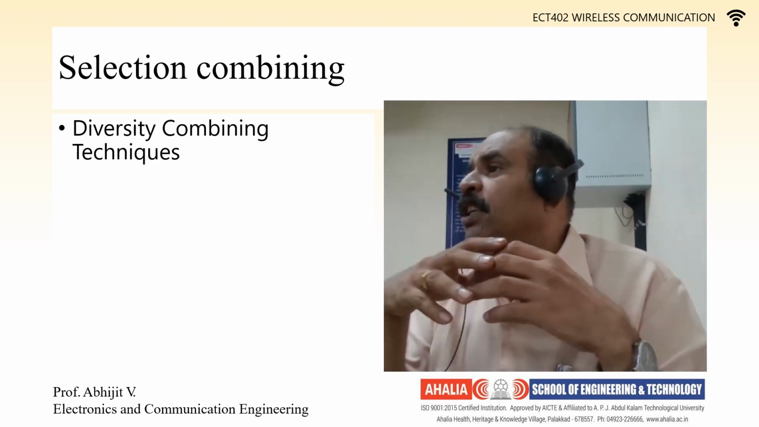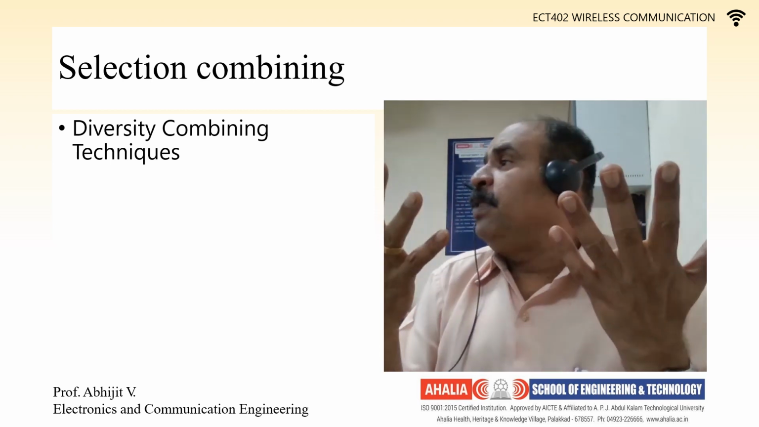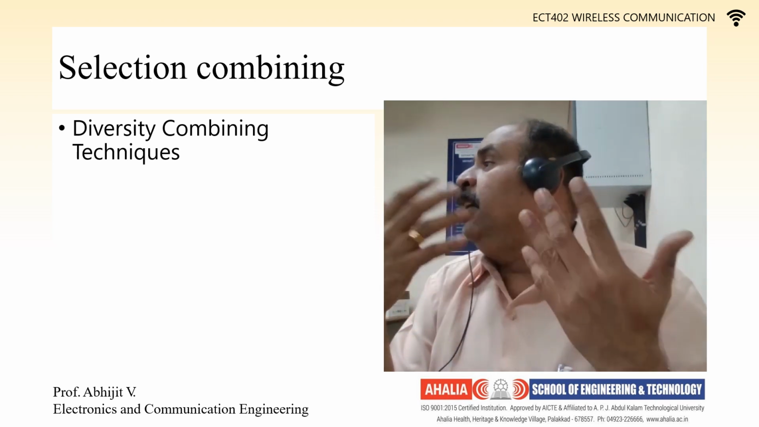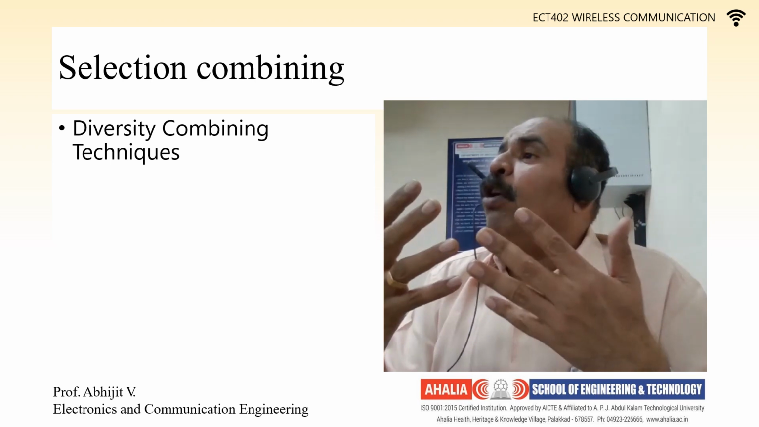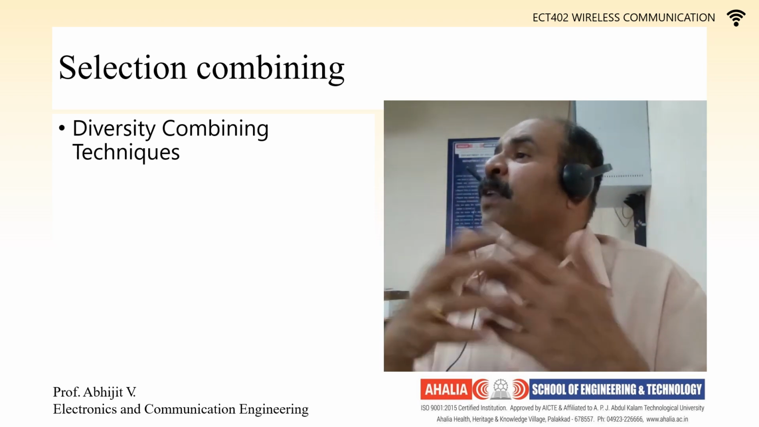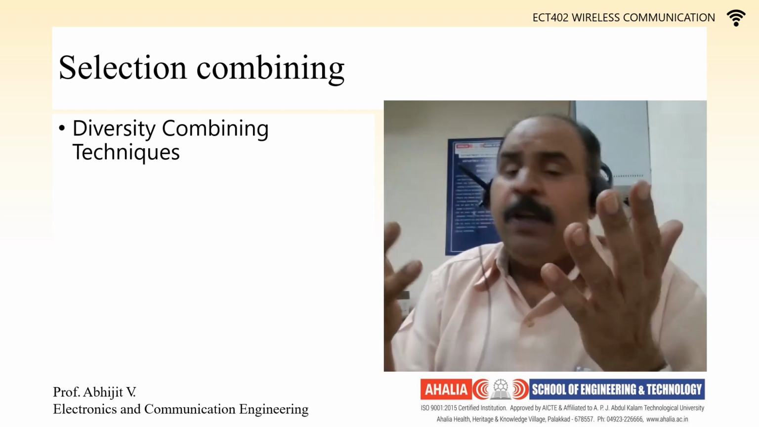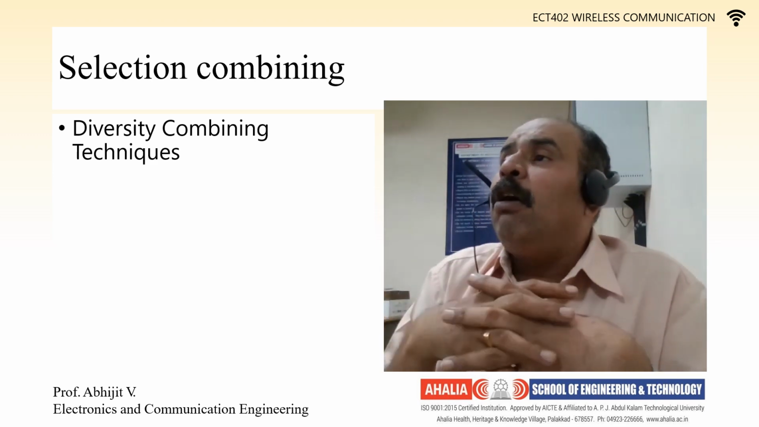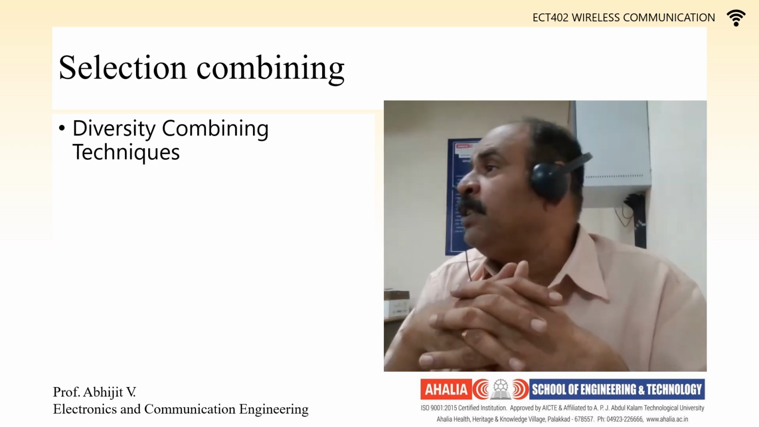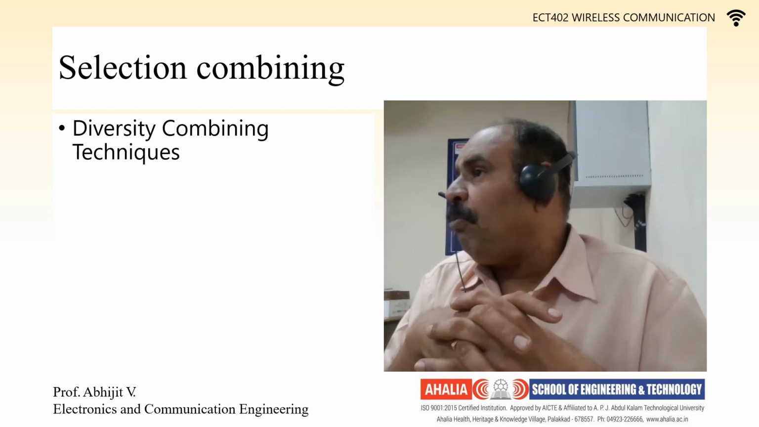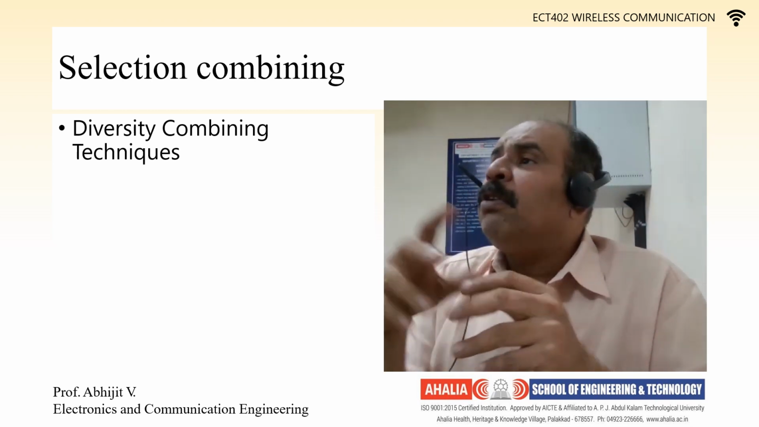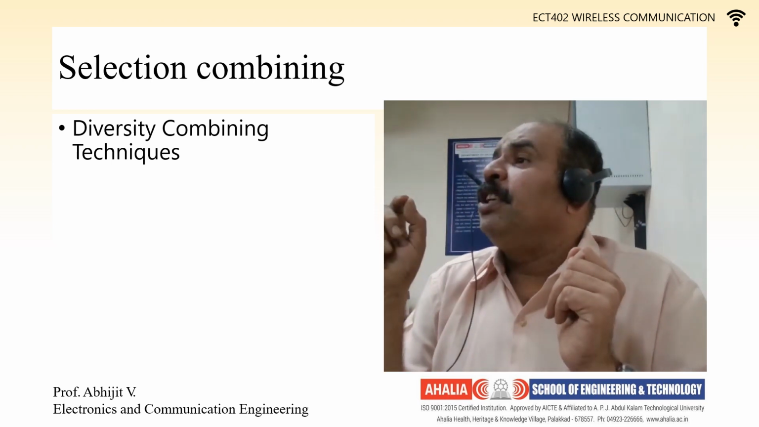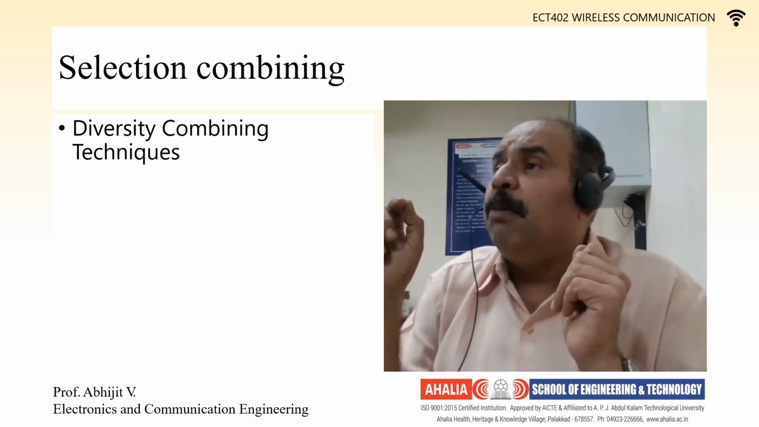In combining diversity, we have multiple signals being received. The same copy is transmitted by the transmitter and the same copy is received at the receiver with different diversity techniques. It could be spatial diversity, it could be temporal diversity. We have seen all different types of diversity in the previous class. So, today we will be seeing one of the most important diversity techniques called selection combining.